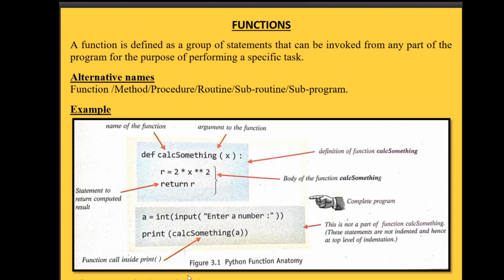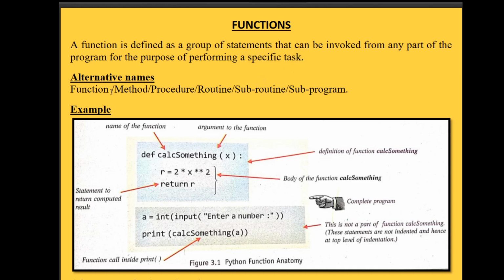As you all know, to provide a functionality in Python, we need to write a function. So what is a function? As you can see on the screen, a function is defined as a group of statements that can be invoked from any part of the program for the purpose of performing a specific task. Now in this definition there are two terms. First is invoked and second is specific task, which need your attention. Here in this definition, invoke means calling a function and specific task means the specific functionality for which the function is being defined.